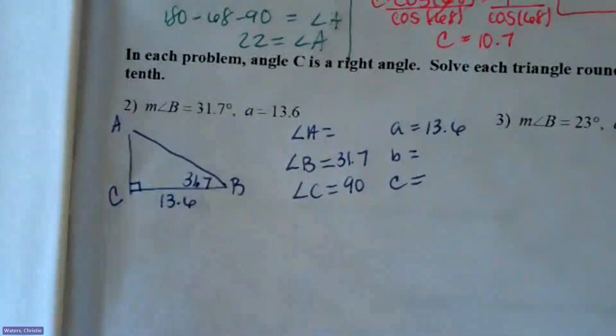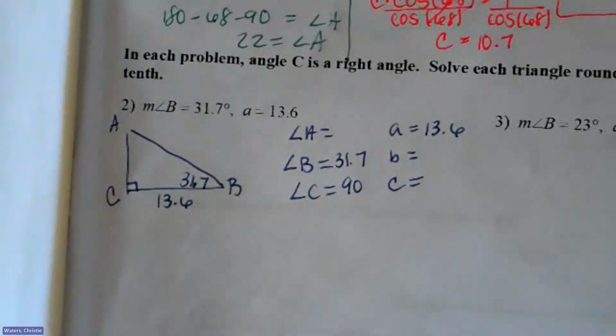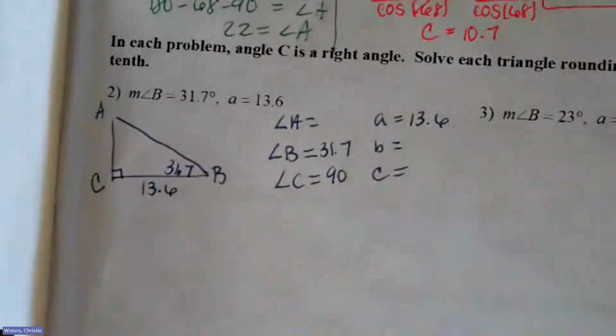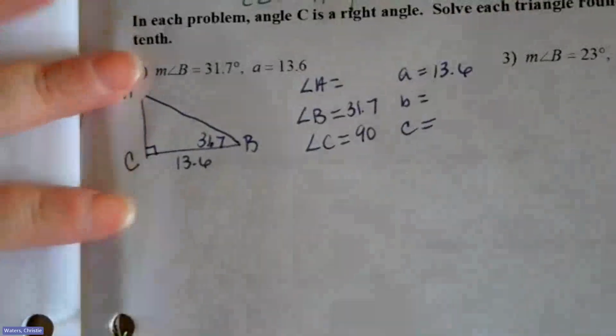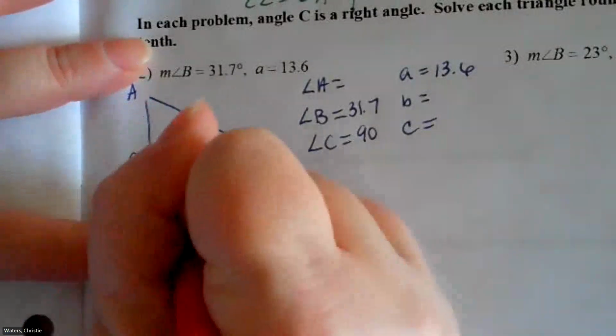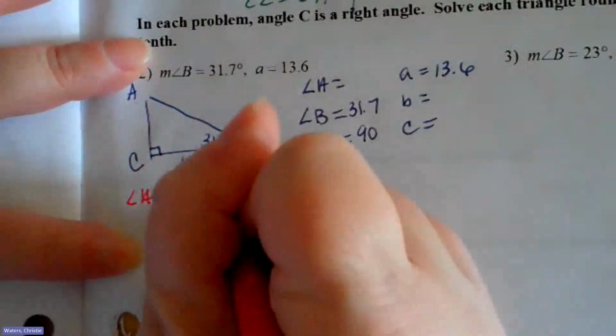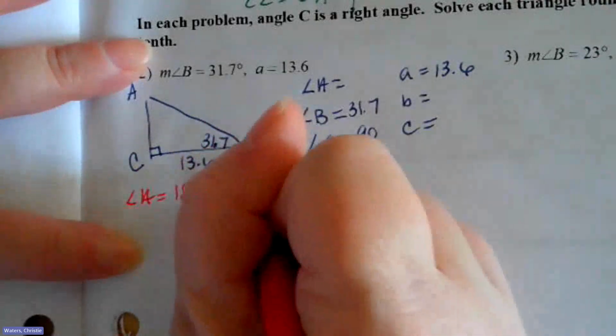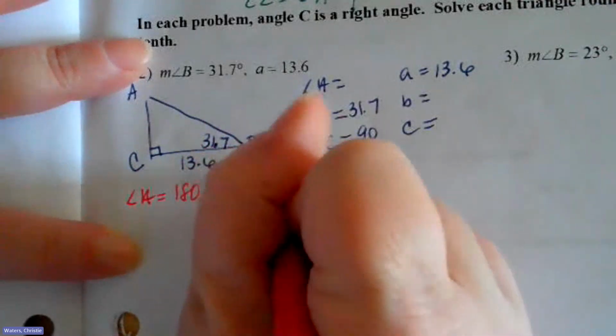So this is going to be basically identical to the one we just did. So this will be good practice for us. All right, so I'm going to start because I know 2 angles, so I can do triangle sum theorem to get the third angle. So we'll go ahead and start by saying angle A is equal to 180 minus 90 minus 31.7.